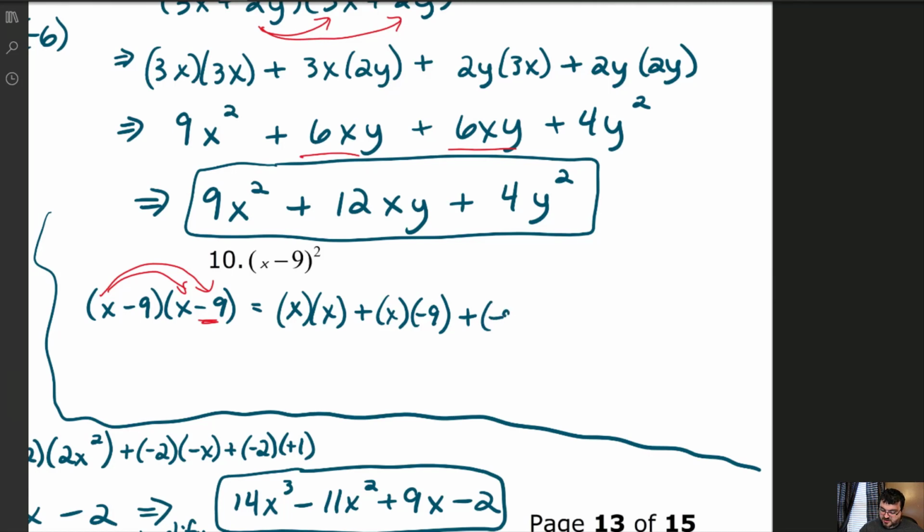Negative 9 now is what I want to distribute. So this time I want to take this negative 9 that's right here and distribute it to the x and distribute it to the negative 9. So I'm basically distributing that negative 9.